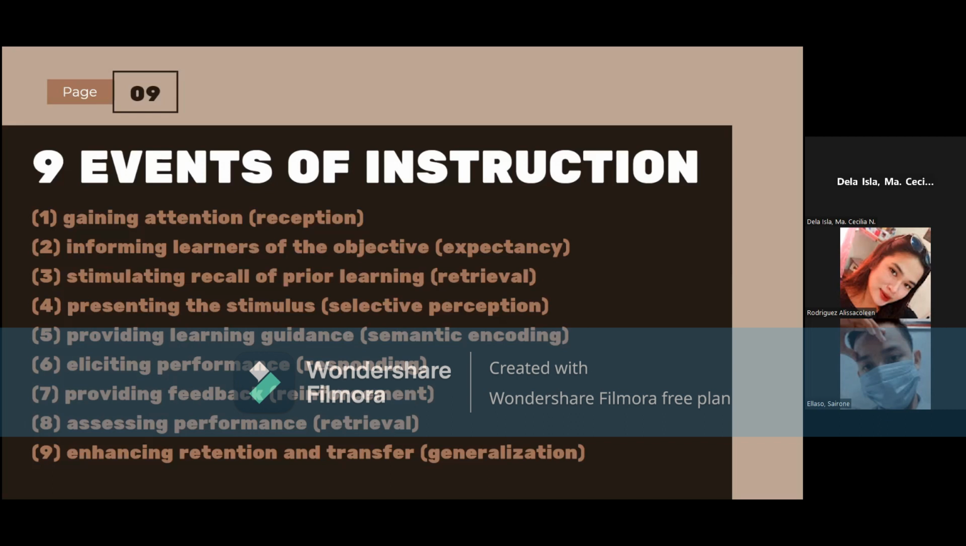So next is number 6, eliciting performance or the responding. Here, you can give activities or tasks to the students so that malaman natin, as a teacher, kung naintindihan ba nila yung discussion. So number 7 is providing feedback or reinforcement. Here, you will give feedback or i-assess nyo na yung naging scores nila based doon sa ginawang activity or task.